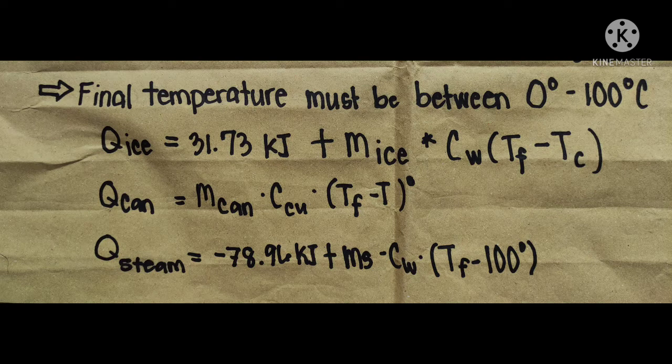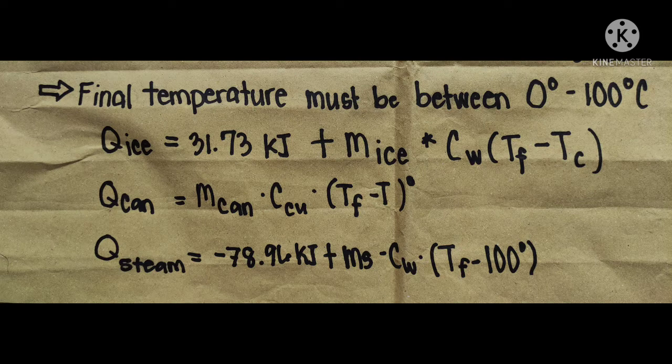That's why we use a specific heat, and we use the specific heat of water because the ice is already melted into water here. And we have the can. The can also absorbs heat to raise its temperature to some final temperature. So there will be the mass of the can multiplied by the specific heat of copper multiplied by T final minus the initial, which again is 0 degrees Celsius.